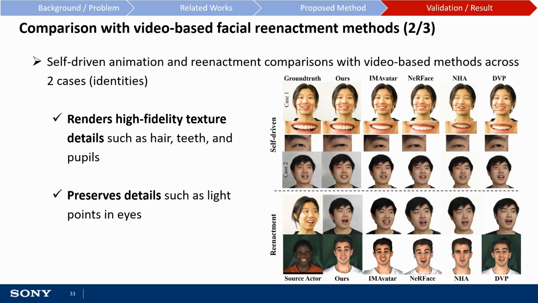While the 3D methods show stable head geometry, they fail to produce high-fidelity texture details like hair, teeth, and pupils in the output renderings. StyleAvatar achieves higher image quality than the existing methods and can preserve more details such as light points in the eyes, as mentioned in the diagram here.